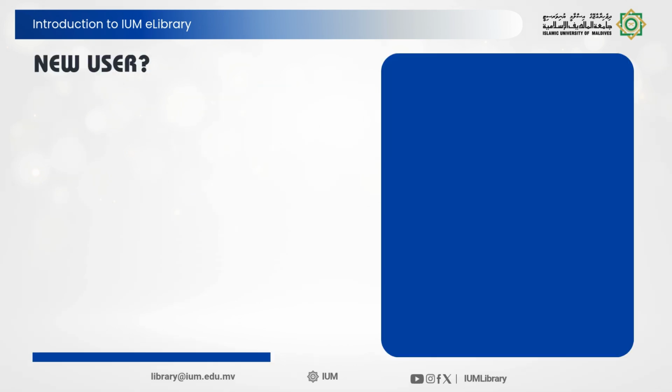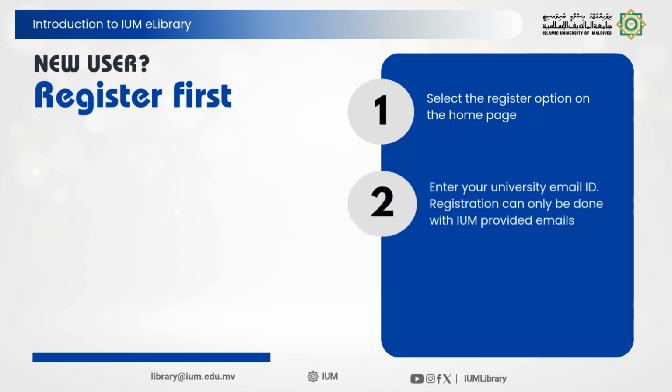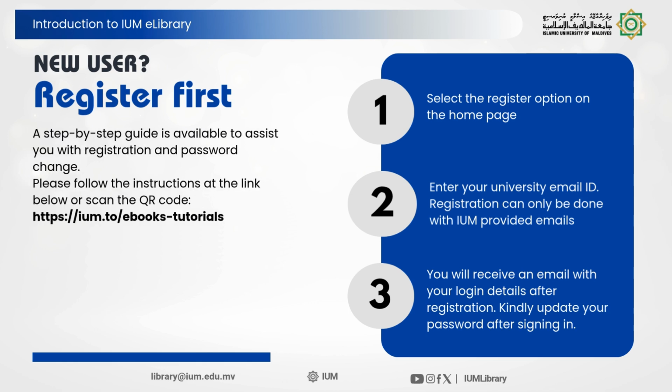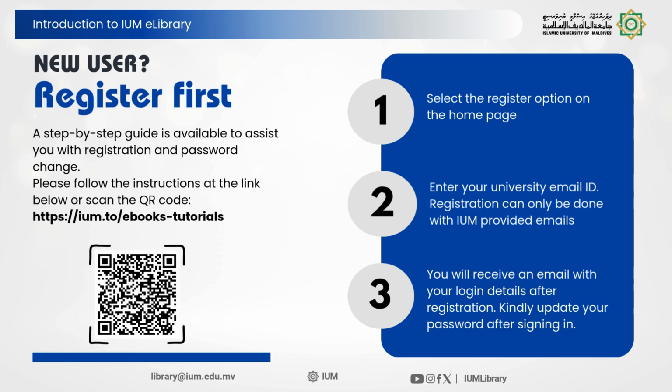If you're a new user, begin by selecting the Register option on the eLibrary homepage. Make sure to enter your official IUM email address, as registration is only possible using IUM-provided emails. You will receive an email with your login details after registration. Kindly update your password after signing in. To make the process easier, a step-by-step guide is available to assist you with registration and password change. You can access it by visiting the link shown, or scanning the QR code on screen.